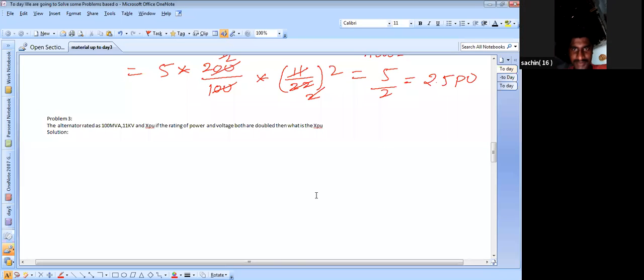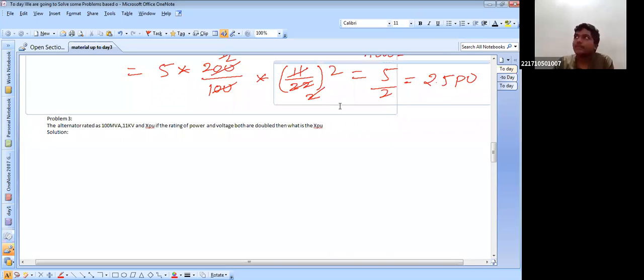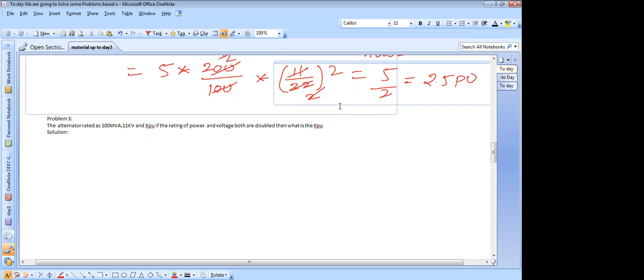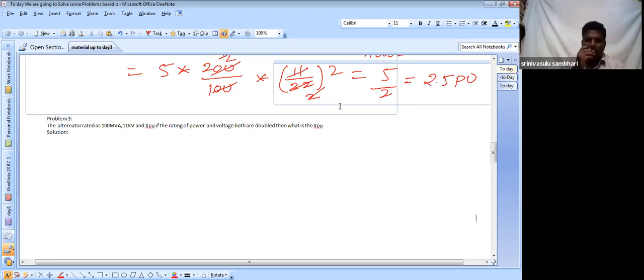Any answers? X per unit by 2. How much? X per unit by 2, sir. Yes, half. It becomes half. Same problem, what we had done in the above.